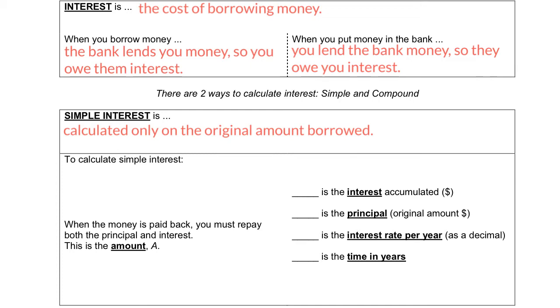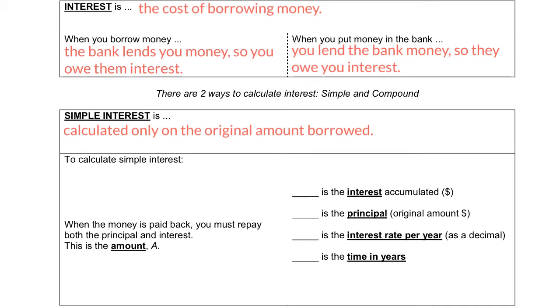So if I take a week to pay you back, I owe you the original $100 plus $1. That's the 1% interest. If I take 2 weeks, then I'll owe you the original $100 plus another $2. That's the interest. If I take 3 weeks, I owe you $3 extra. If I take 4 weeks, I owe you $4 extra. Now, that's simple interest.